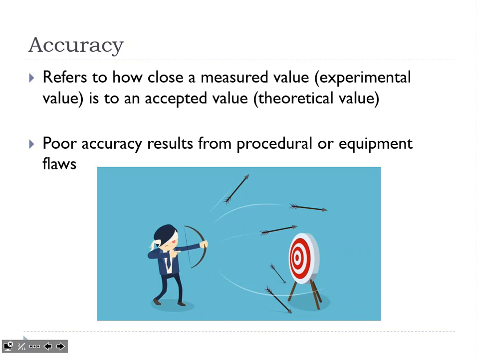Now, poor accuracy results from procedural or equipment flaws. If you're way off from the target value, that's probably because your equipment's not working, or maybe you didn't follow the correct procedure in the lab.